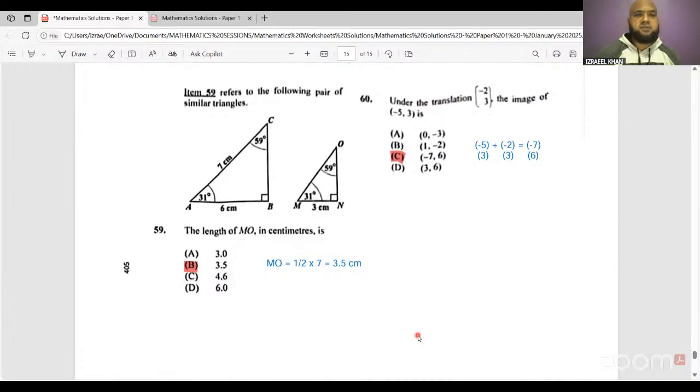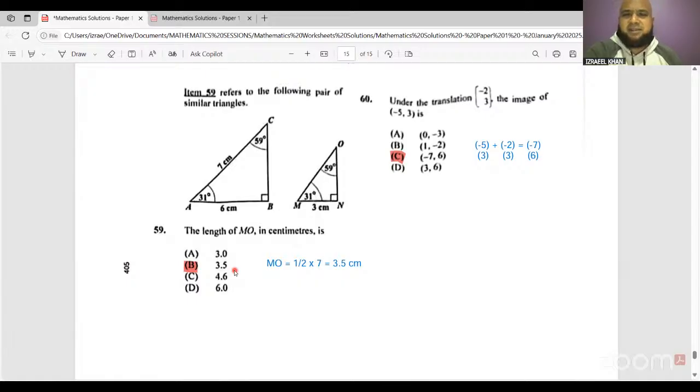59. Which of the following pair of similar triangles? The length of MO in centimeters is? Well, immediately you can see MN is half of AB. Because they're similar triangles, they have equal angles, and their sides are in a particular ratio. So if MN is half of AB, because 3 is half of 6, what would be MO? MO should be half of AC, right? Keeping in that same pattern. What's half of 7? 3.5. B. Last one for tonight.